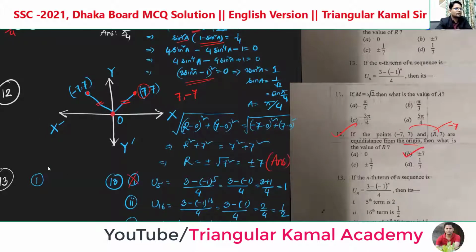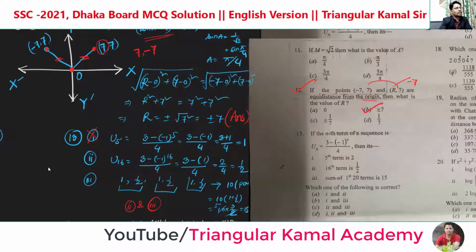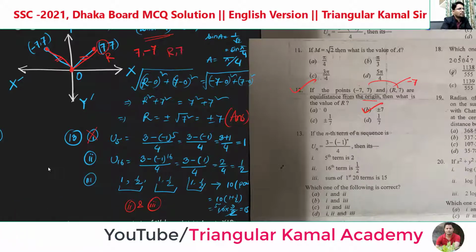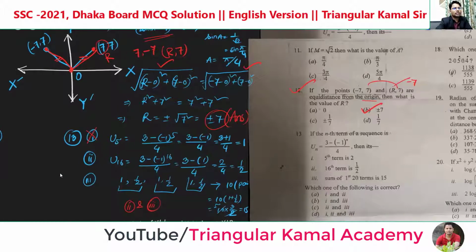Now after doing the calculation, according to the question, the distance from the origin to this point is equal to the distance from the origin to this point, and you can consider this point is r. So now (r,7) is 1 point. So origin to (r,7), and origin to (-7,7). Doing the calculation, we will get ±7, which is answer B. So now see the next question, question number 13.